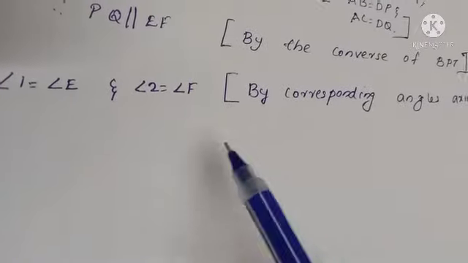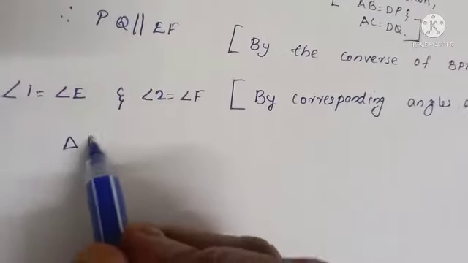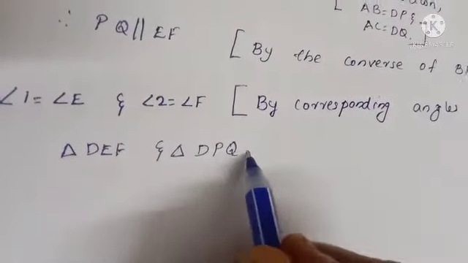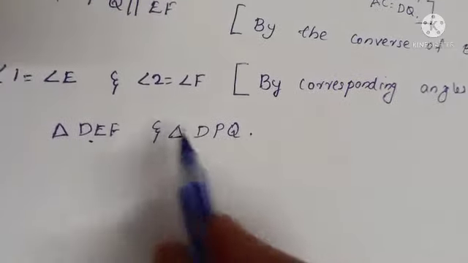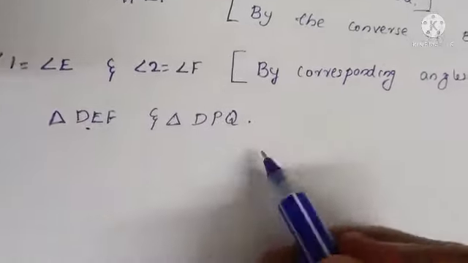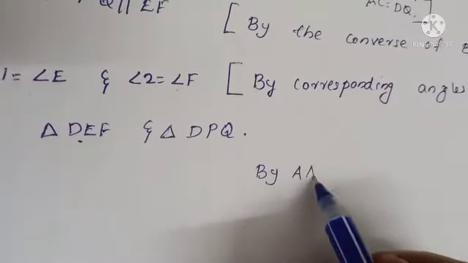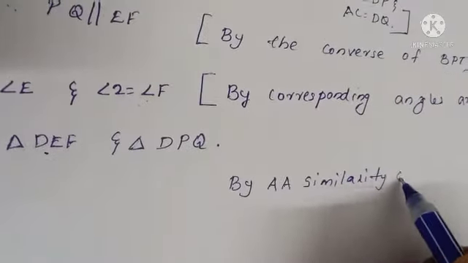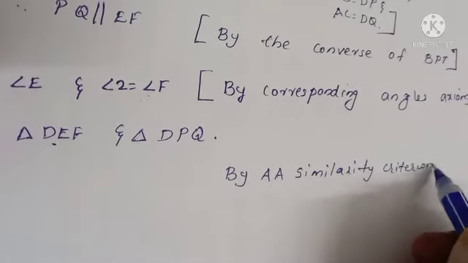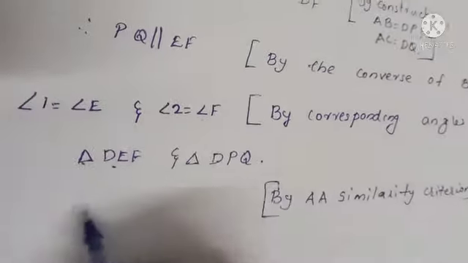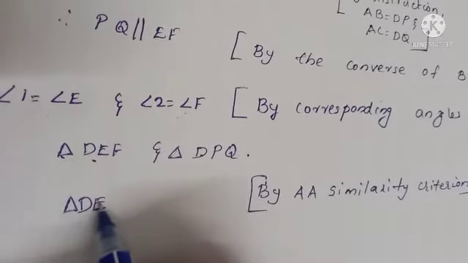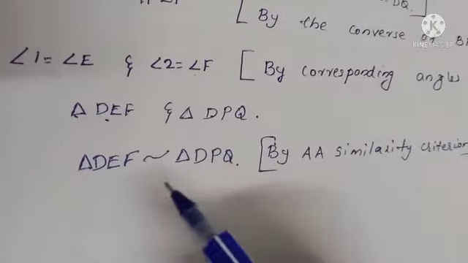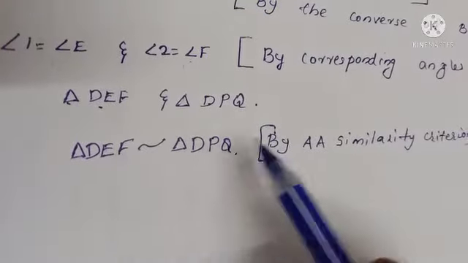Now we have to consider the triangles: triangle DEF and triangle DPQ. In these two triangles, two angles are equal. So by the AA similarity criteria, what can we say? These two triangles are similar. Triangle DEF is similar to triangle DPQ.